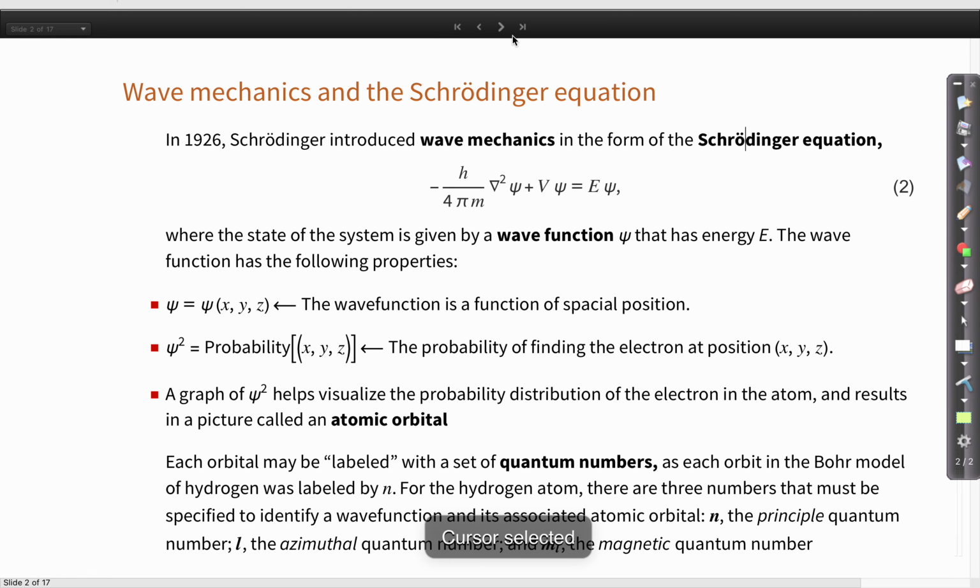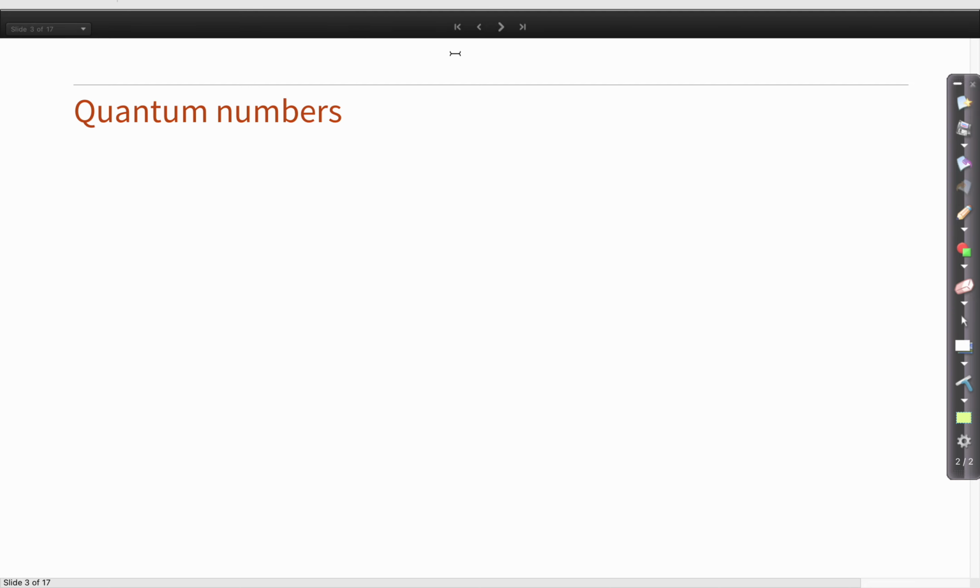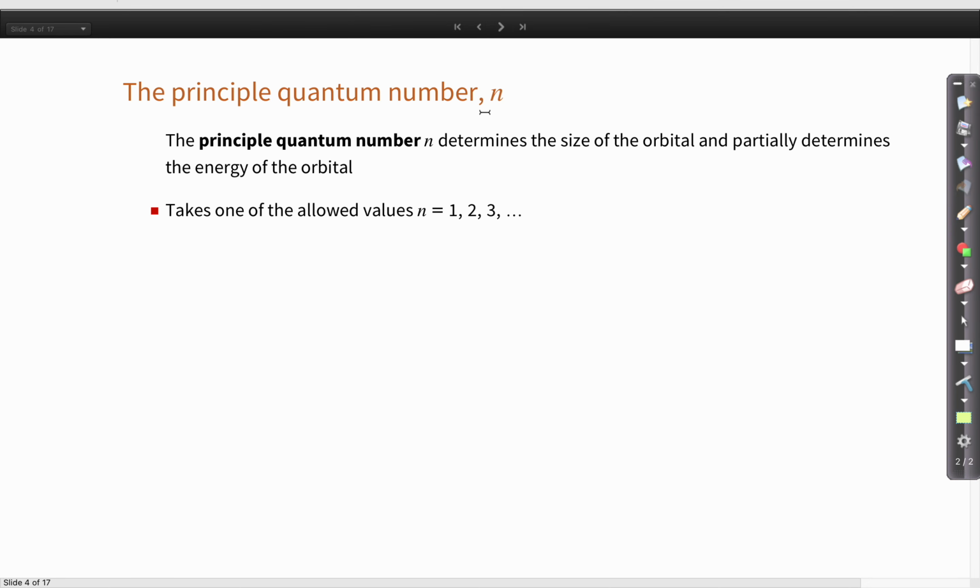Okay, so let's do that. Let's jump forward a little bit. So let's look at these quantum numbers. The first quantum number is called the principal quantum number. It's given the value n, and this basically plays the exact same role as it did for the Bohr model in the hydrogen atom. It essentially tells you how far the electron is going to be from the nucleus.